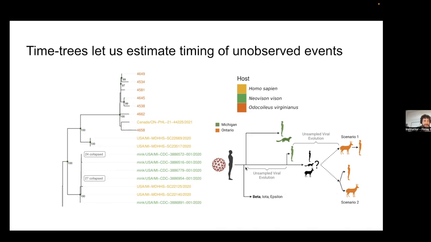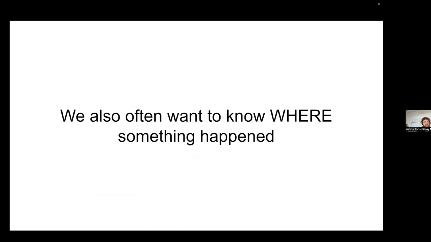And the nice thing about using the time tree approaches is we can estimate when these things occurred, right? So this branch is approximately a year long. There was a whole year of unobserved infections happening somewhere. Could have been in humans, could have been in wildlife. We don't know. We weren't observing them. And then when is the ancestor of this? We're going to dig into more of this data in more detail in the lab.